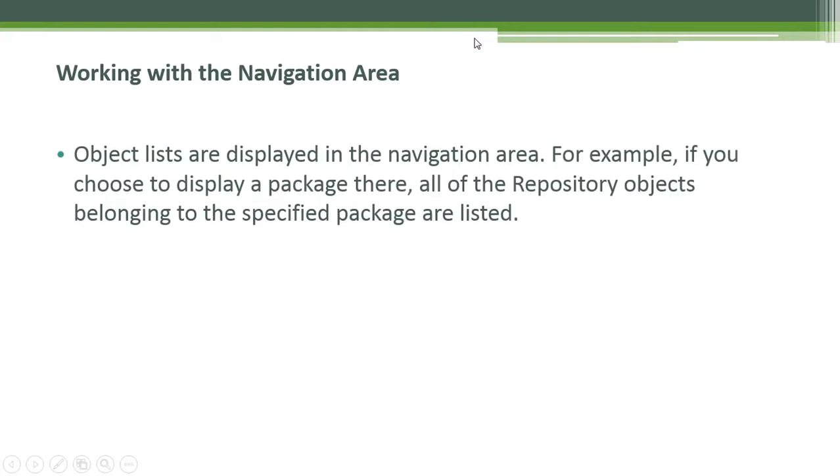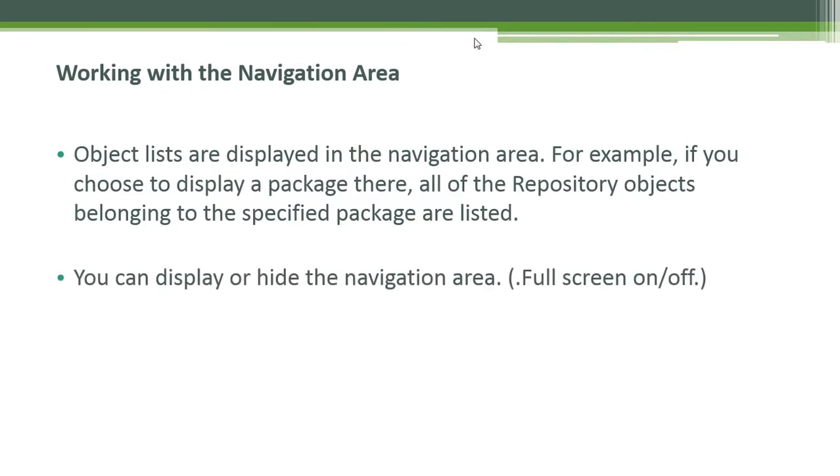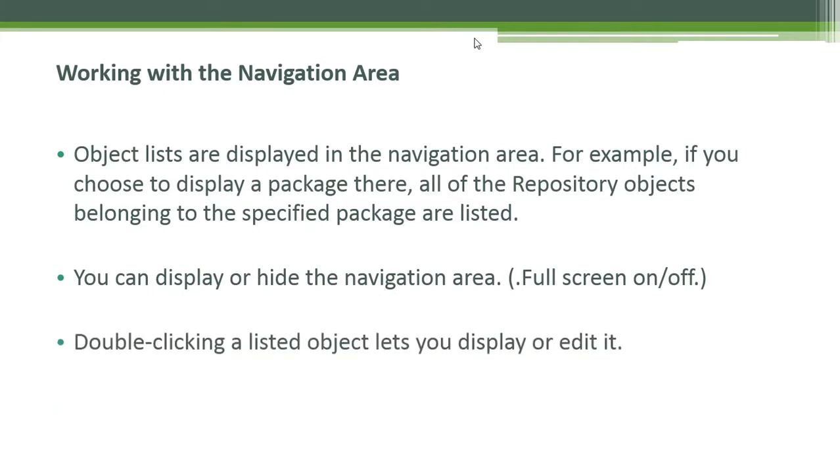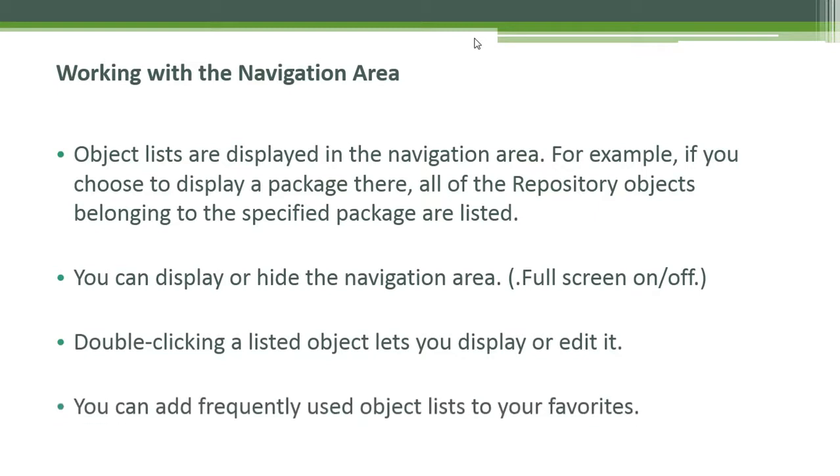Working with the navigation area. Object lists are displayed in the navigation area. For example, if you choose to display a package there, all of the repository objects belonging to the specified package are listed. You can display or hide the navigation area, full screen, on or off. Double-clicking a listed object lets you display or edit it. You can add frequently used object lists to your favorites.